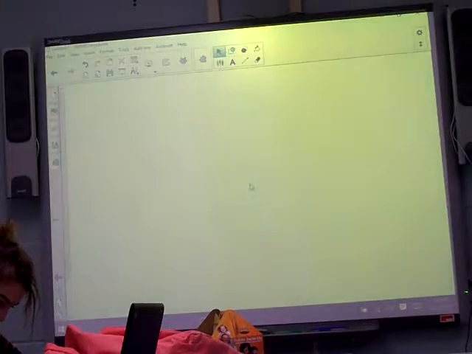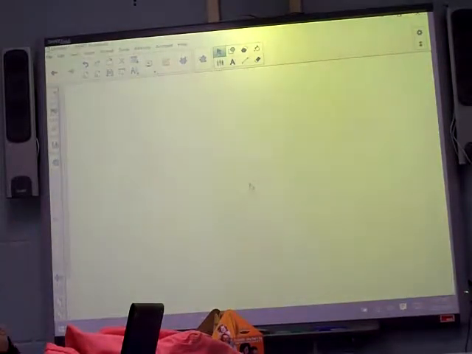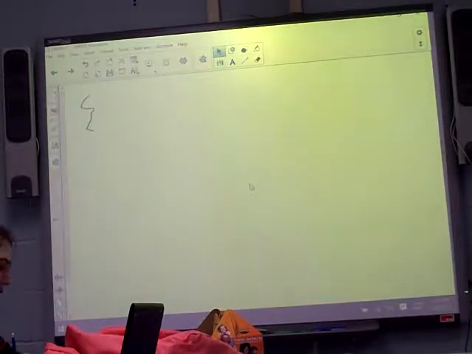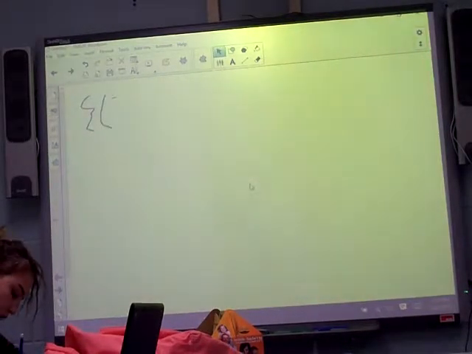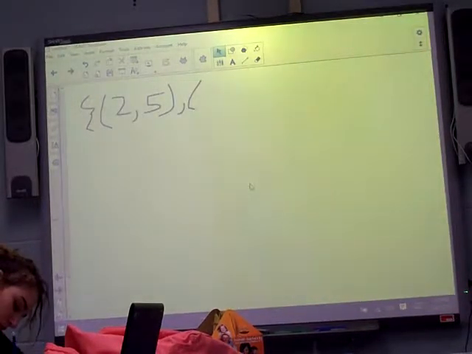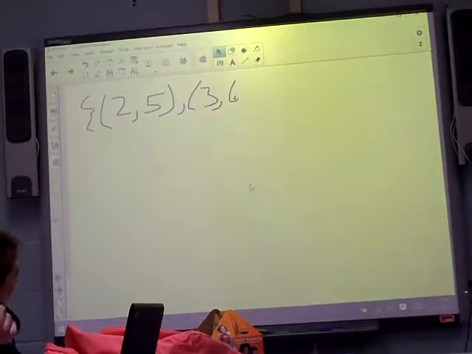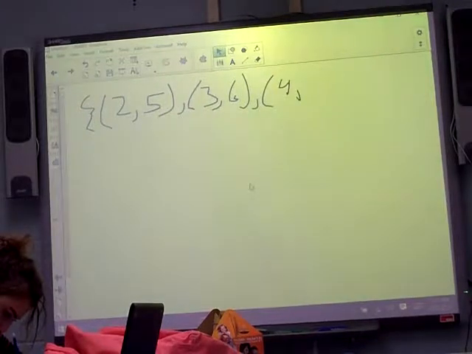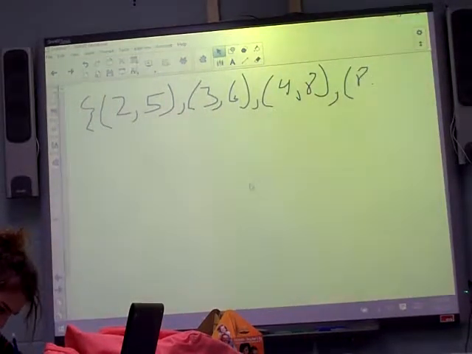Inverse functions. Here we go. First thing I'm going to do is write. I got a relation here that has the ordered pairs (2, 5), (3, 6), (4, 8), and (8, 7).